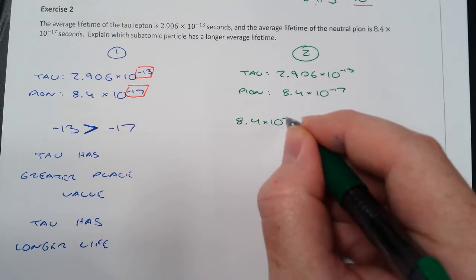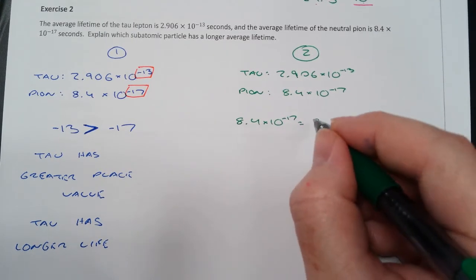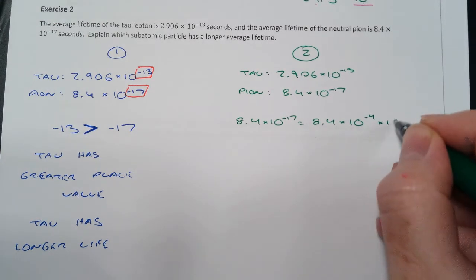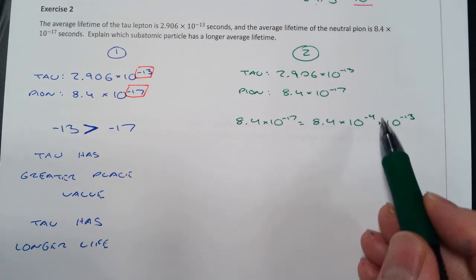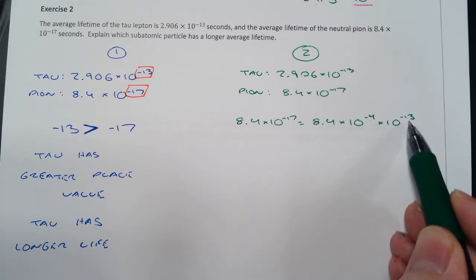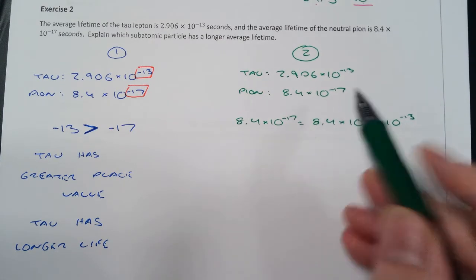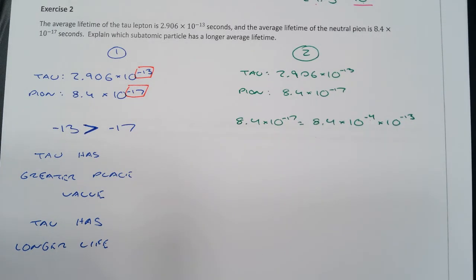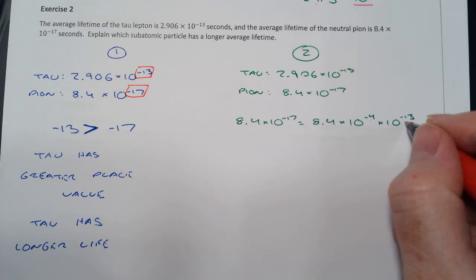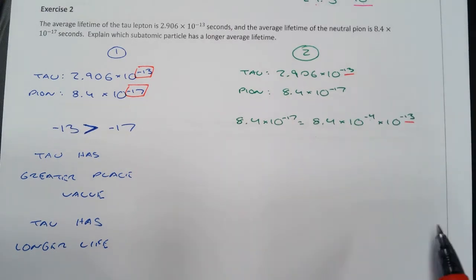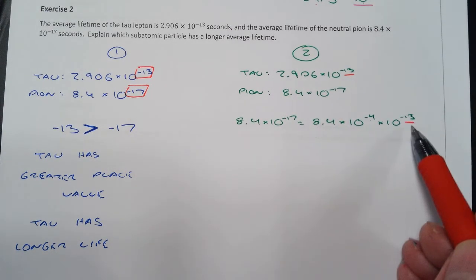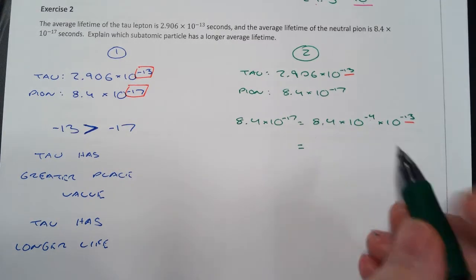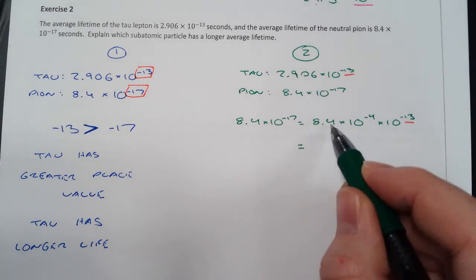8.4 times 10 to the negative 17th equals 8.4 times 10 to the negative 4th times 10 to the negative 13th. Negative 4 and negative 13 together make negative 17. Why did I pick these numbers? I picked them so that the 13 here matches the tau. I want the 13s to match. But I still need to get this 10 to the negative 4 and combine it with this.